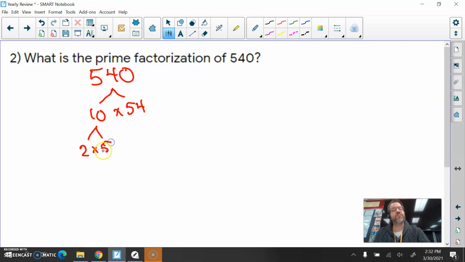2 times 5 equals 10. These are both prime numbers. I'm going to circle them. By the way, 2 is the only even number that's prime.